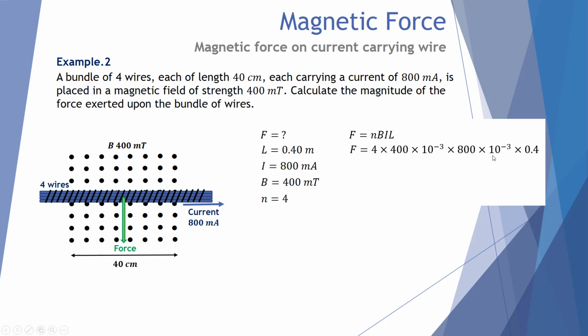Likewise, the current is 800 milliamps, so we put that in as 800 by 10 to the negative 3, because this equation is expecting our current in amps. And we have here the length of 40 centimeters, which is expressed as 0.4 of a meter. That gives me a force of 0.512 newtons, or in scientific notation, 5.12 by 10 to the negative 1 newtons.